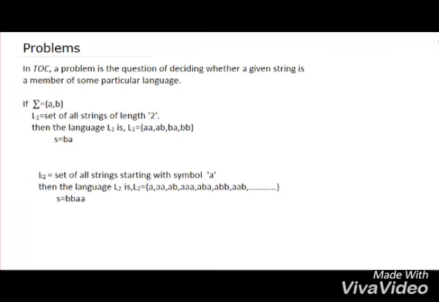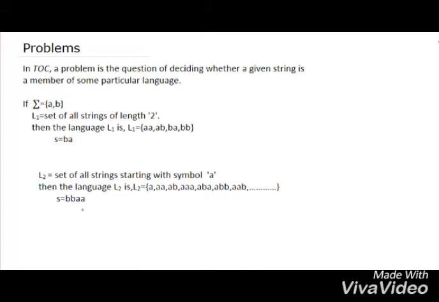Just take another language L2, the set of all strings starting with symbol a, which means L2 is a language containing the strings with their first symbol a. So here I want to check the string equal to bba, whether this string is present in this language or not. Just by looking at the first symbol, you can tell that it is not present in the language. But the machine does not think like human brains. It needs some algorithm to check.